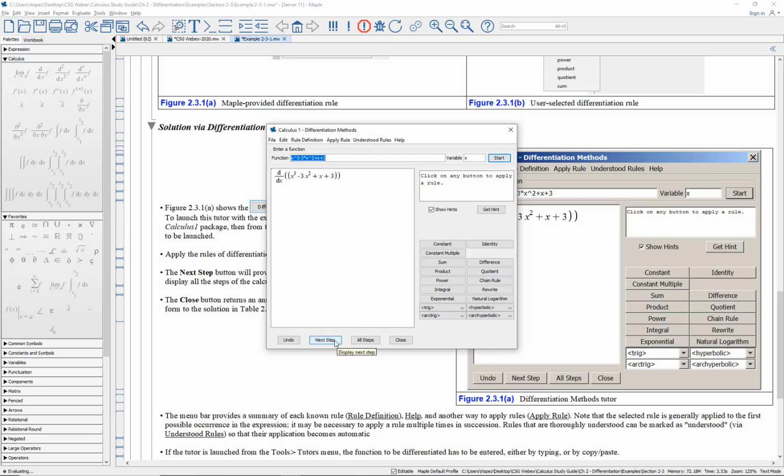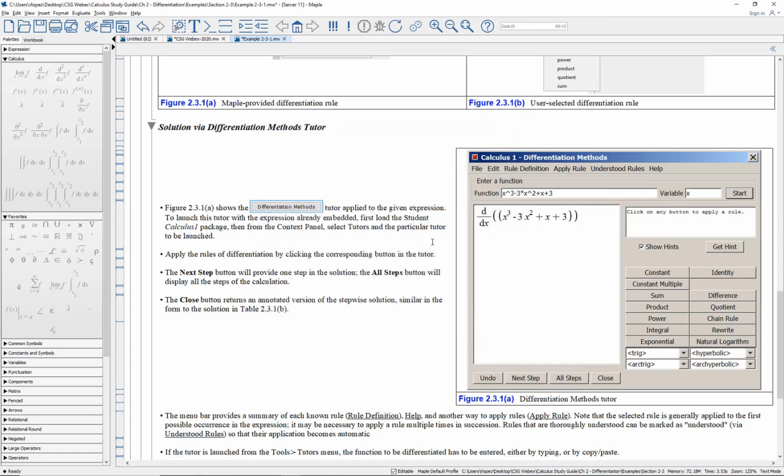You can either ask Maple for the next step. If you don't like that, you can back up. You can ask Maple for a rule that doesn't apply, like the quotient rule. And Maple will tell you, don't do that. And it will say, look, there's a plus in this thing. Doesn't that tell you something? So there's also the all steps. And when you're done, when you click close, you will get the annotated solution printed as if you had done the context panel all solution steps. So this is a different way to get at it.